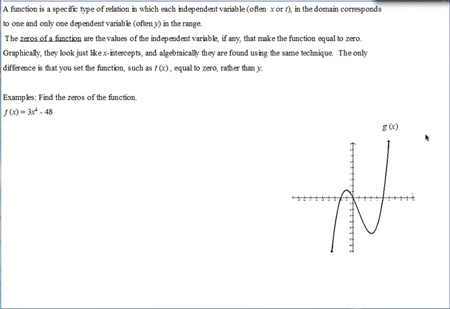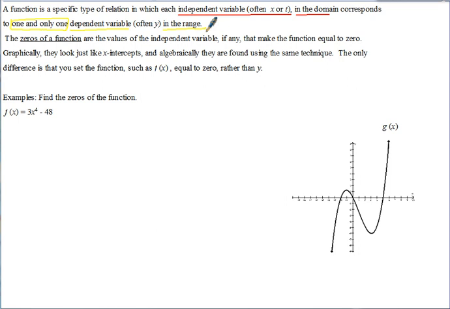See in the notes for AP Calculus on the topic of functions. So let's refresh your memory on what a function is. It's a specific type of relation in which each independent variable, which oftentimes will be x or t, but really could be any variable, in the domain corresponds to one and only one dependent variable, oftentimes y, in the range.